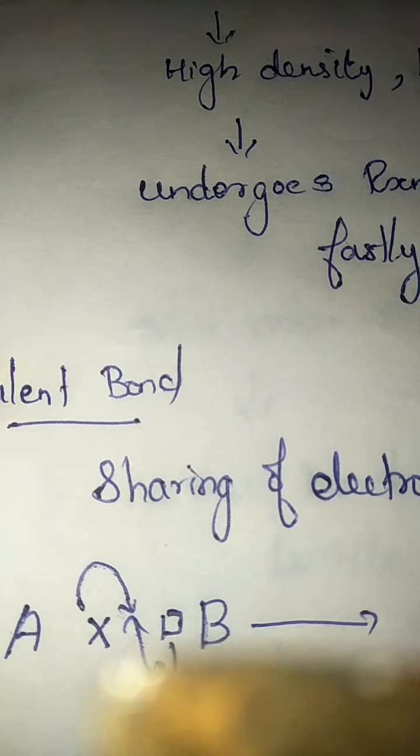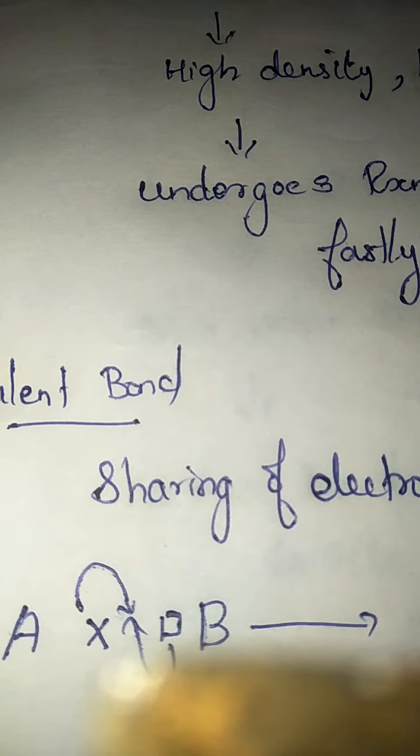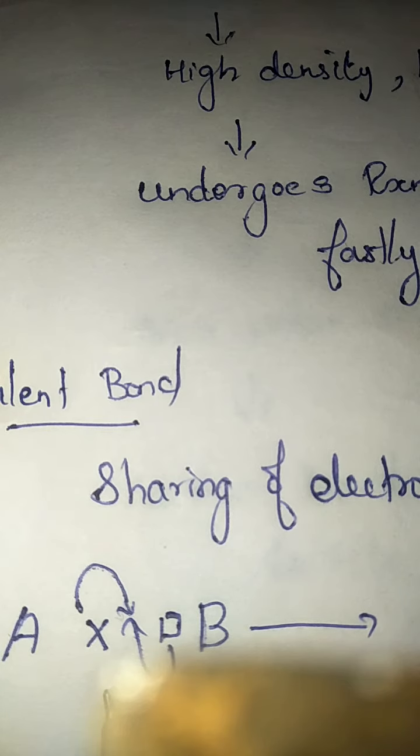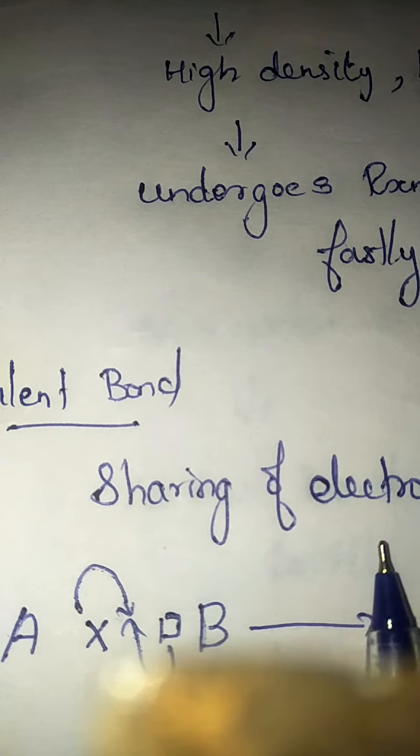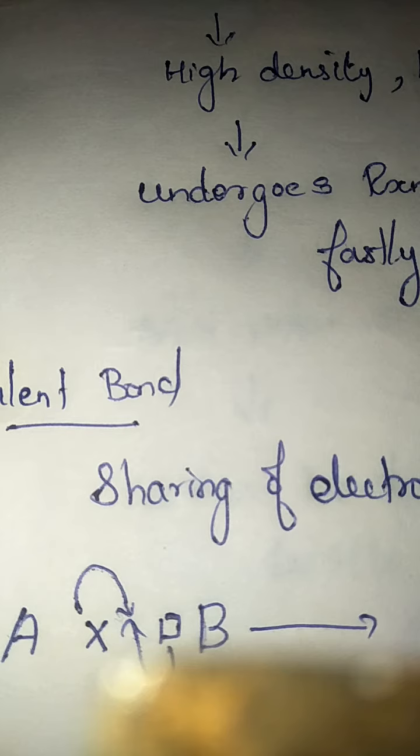We know that non-metals undergo bonding by two processes, isn't it? Transfer of electrons or sharing of electrons. Equal sharing means covalent bond. Unequal sharing means coordinate covalent bond. So covalent bonds are formed with sharing of electrons. What type of sharing? Equal sharing.